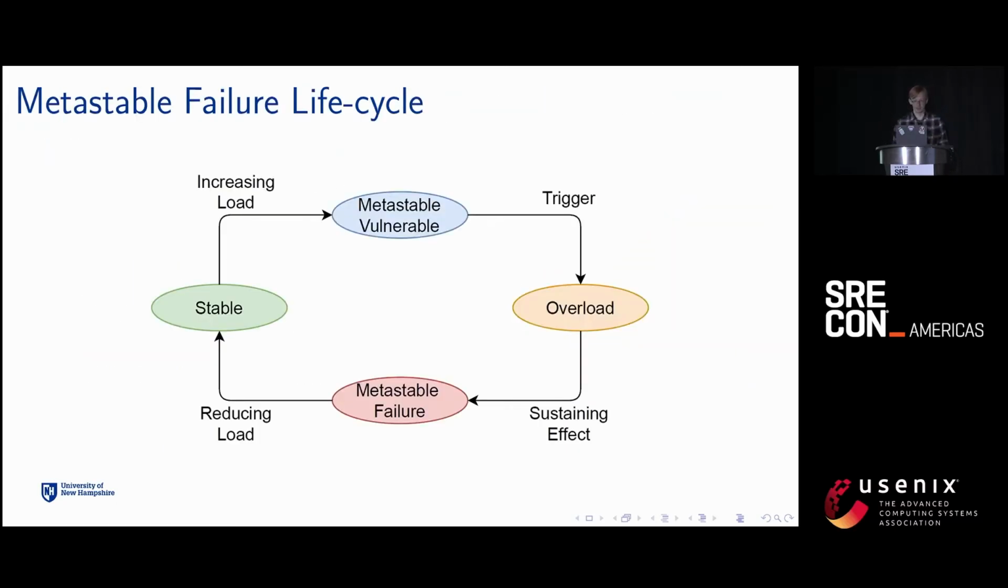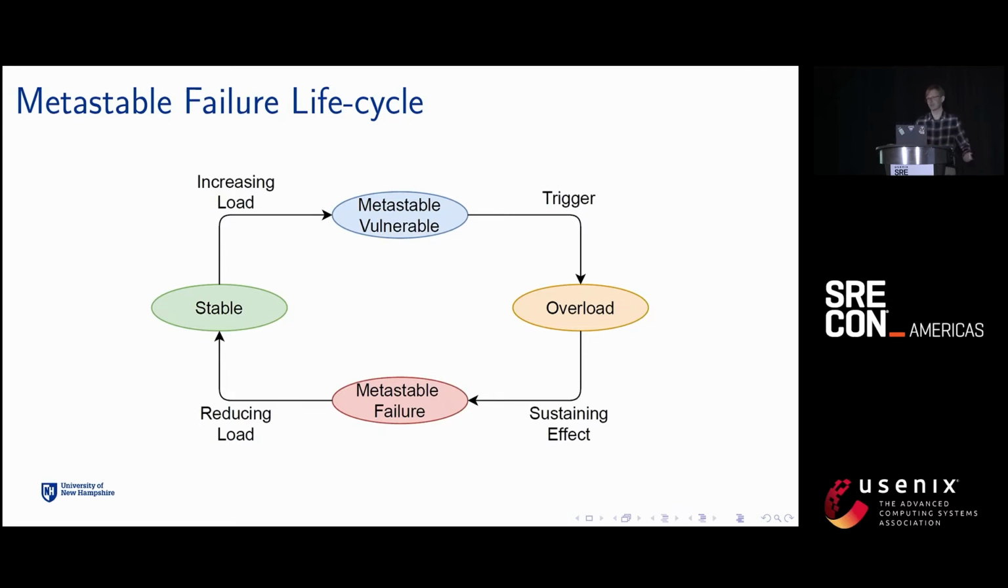So here I show a life cycle type diagram of metastable failures, right? We start in this good, somewhat predisposed to failure state called metastable vulnerable. And then if we have big enough triggers, we can get into the overload. If that overload condition is sustained for quite some time, if the trigger is not removed quickly enough, we will have the sustaining effect, the amplification loop kick in. And if that runs for very long, then we end up in metastable failure state.